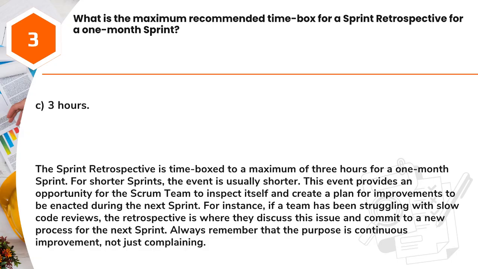This event provides an opportunity for the Scrum team to inspect itself and create a plan for improvements to be enacted during the next sprint. For instance, if a team has been struggling with slow code reviews, the retrospective is where they discuss this issue and commit to a new process for the next sprint. Always remember that the purpose is continuous improvement, not just complaining.